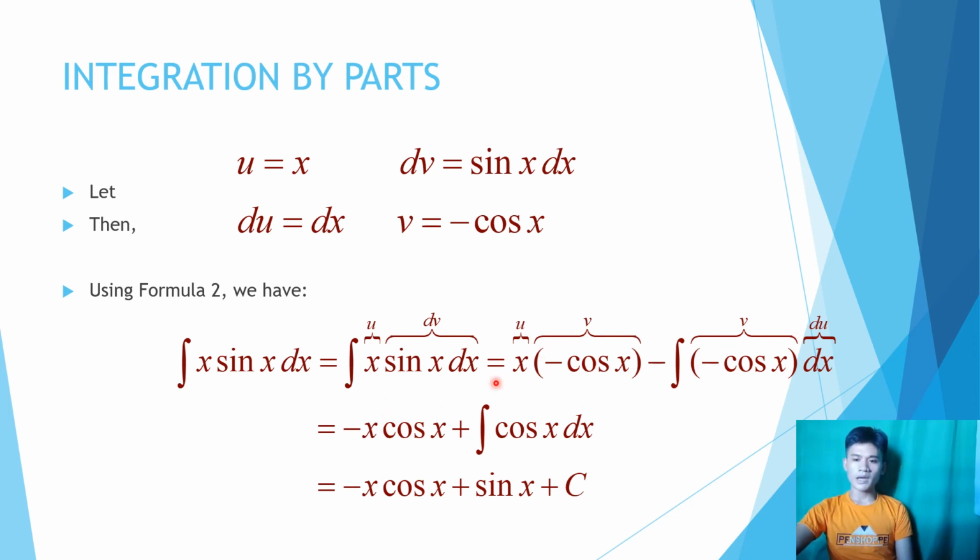We just combine this, so we came up with negative x cosine x, and then negative times negative becomes positive, and we copy the integral of cosine x dx. We integrate this, and we came up with sine x, combined with negative x cosine x plus sine x plus c, the same answer we got from the first formula.